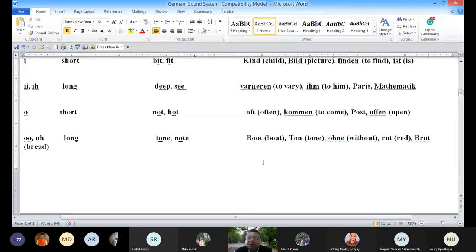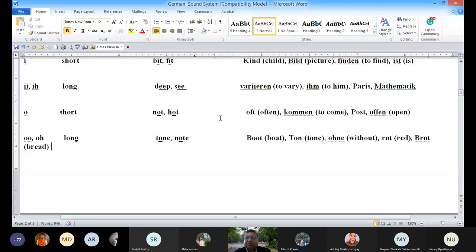TON, tone. OHNE, again, after a vowel H is silent. So O and then no, and then at the end E is pronounced like A. So the pronunciation will be ona. OHNE, ona. And then we have ROT, wrote. RO, and then T, wrote. And then we have BROT, brought. Brot means bread. So the difference between these two is simple. OFT, oft, common, post, often.